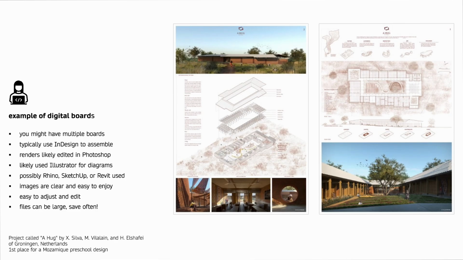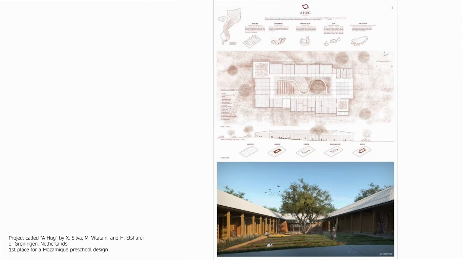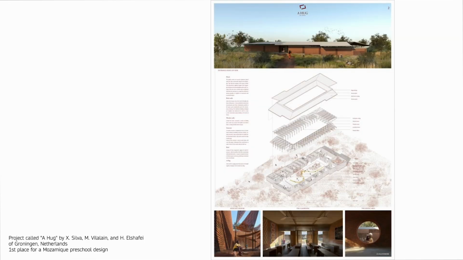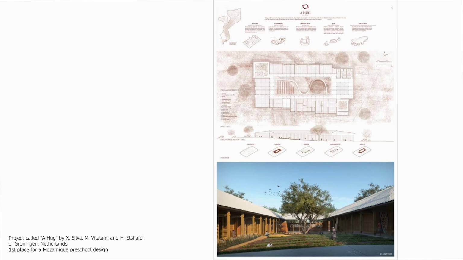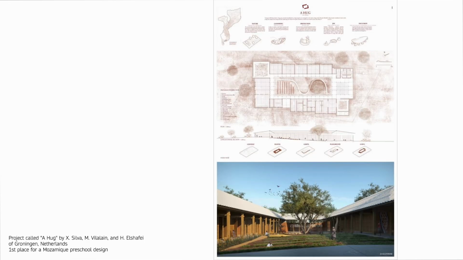So these are easy to adjust and edit and change and shift. However, these files can be absolutely massive, so be responsible with file management and please, please, please save your files. So here's a close-up of that. And sometimes you can have multiple boards. It just depends on the context. Sometimes you only have one, you may have two or three. And you can even have a supporting document of drawings that goes along with it.